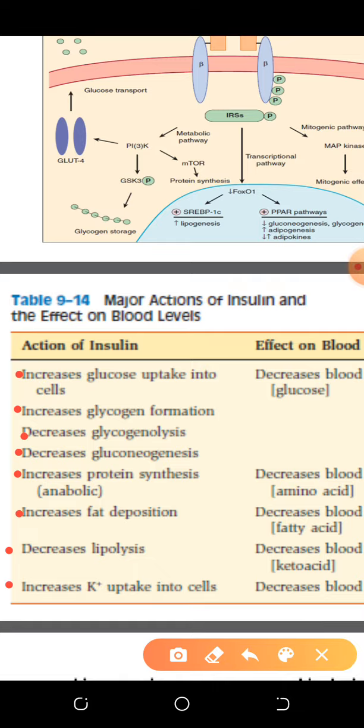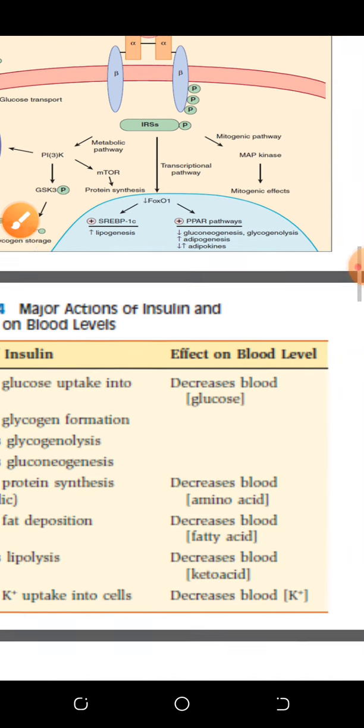It also increases potassium uptake into cells. So does insulin cause hypokalemia or hyperkalemia? Insulin causes hypokalemia. When there is increase in potassium uptake into cells, it means there will be decreased levels of what? Of potassium.